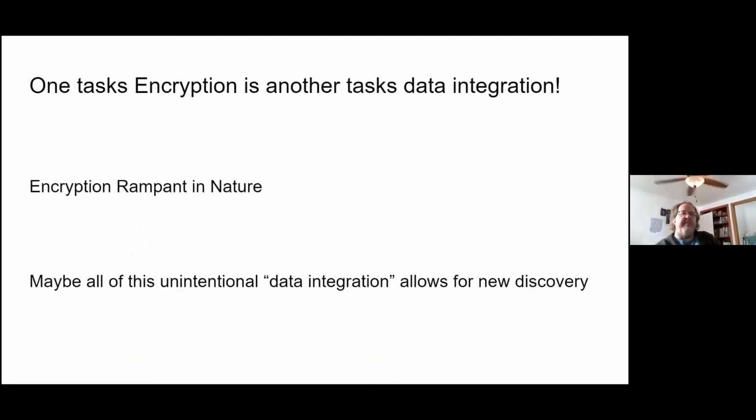So this leads me to my profound statements at the end of the talk. One task's encryption is another task's data integration. So I'm going to make a call, and I don't think this is surprising to anyone, but evolution is really messy. One way to think about this is encryption is rampant in nature. Whatever solution shows up first, no matter how convoluted, is going to be what it is. I see no reason why this shouldn't apply to regulatory networks.